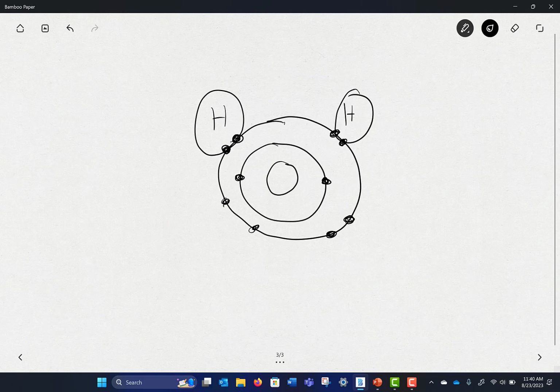Both of those hydrogens now have 2 valence electrons, which is all it needs in that first shell. Both of those hydrogens are happy. The oxygen now has 8 valence electrons. That's all it needs in that second shell. Oxygen is happy. This is another covalent bond.